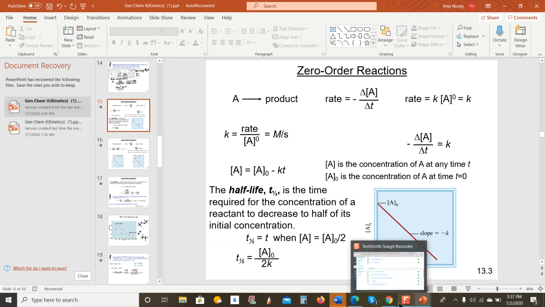So in this video, I'm going to cover a series of situations where we have one reactant reacting to form a product. And we're going to look at three different cases where the reaction in these instances would be zero order reactions, first order reactions, or second order reactions. So I'm going to start in order with a zero order reaction.